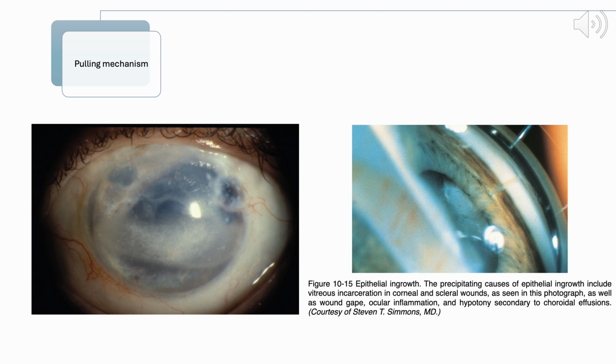As mentioned on the last slide, the underlying causes often include vitreous incarceration in a wound, wound gape, ocular inflammation, or hypotony from choroidal effusions. Once established, these epithelial sheets can contract, pulling the iris and angle structures into abnormal configurations and leading to progressive angle closure.